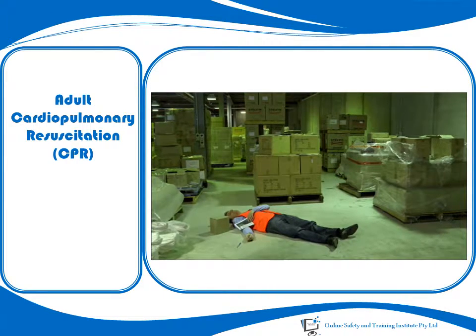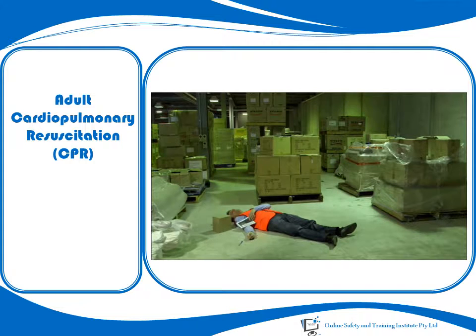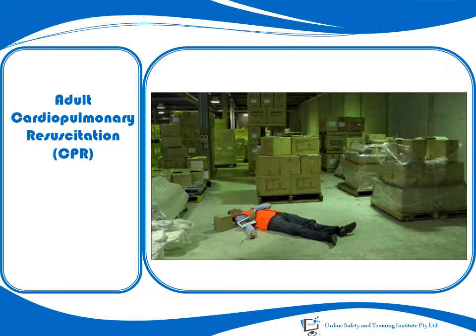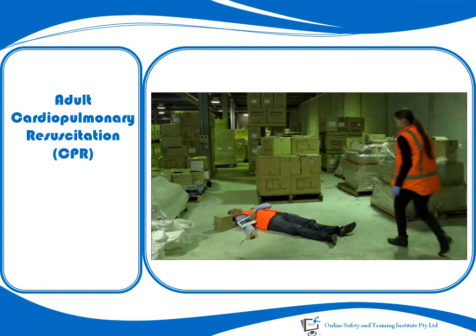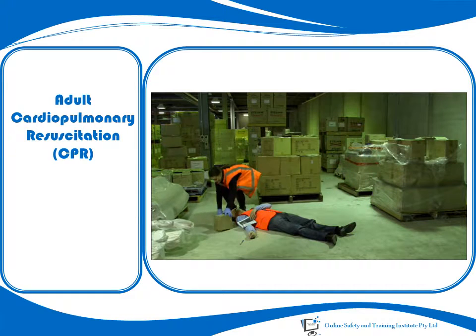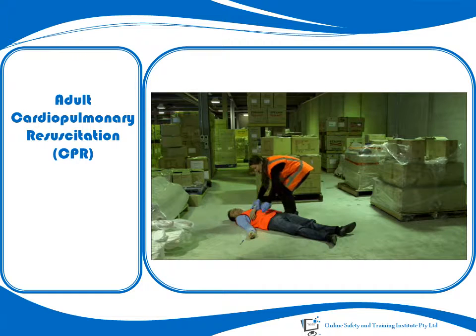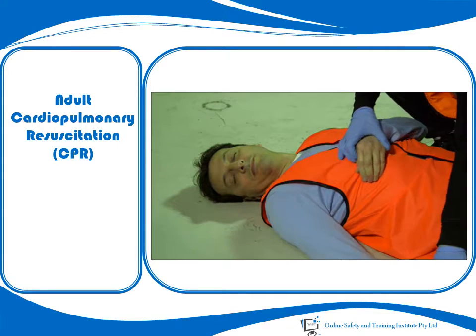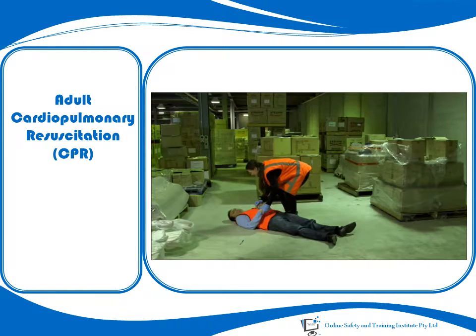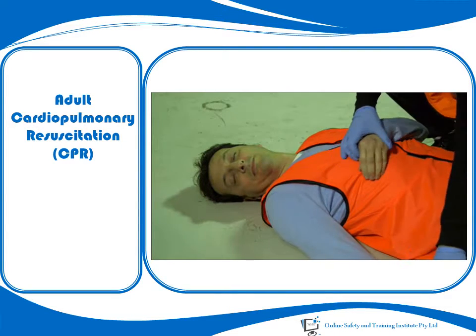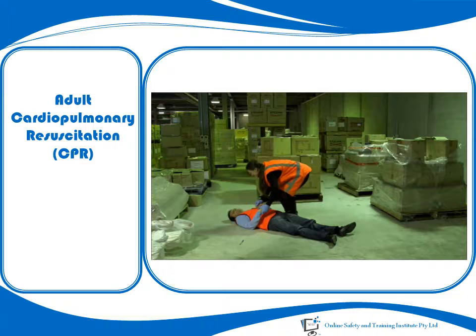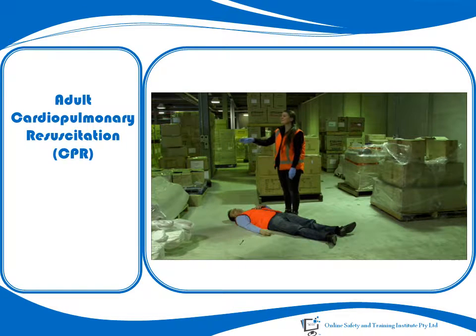Let's now look at a simulation of what you would do if you actually found an unconscious person. First, check the area for any immediate danger. Check to see if the casualty responds to talk or touch. Ask the casualty to open their eyes. Squeeze my hand. Let it go. If the casualty does not respond, raise an alarm and call an ambulance as quickly as possible.